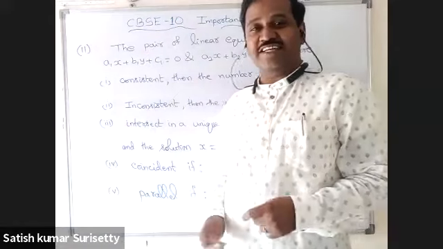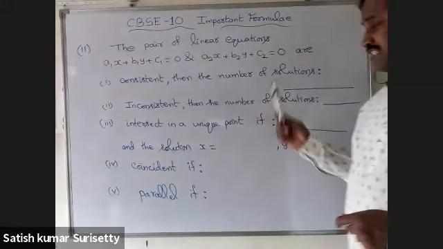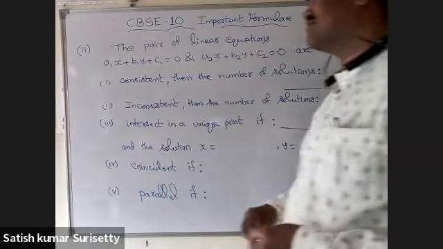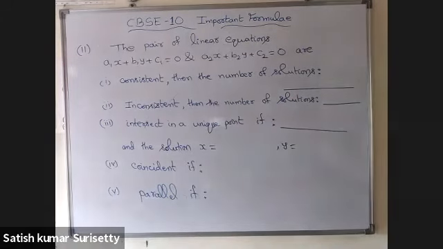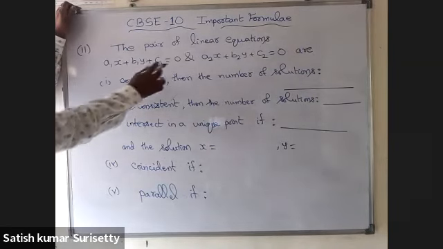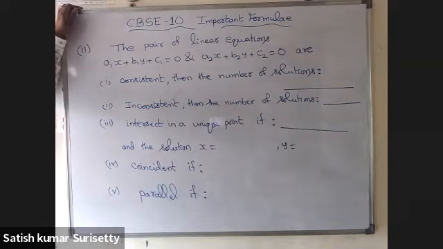Observe the statements relating to the pair of linear equations in two variables, stop the video and then write your answers. The pair of linear equations a1x plus b1y plus c1 equal to 0 and a2x plus b2y plus c2 equal to 0 are consistent. Then the number of solutions.